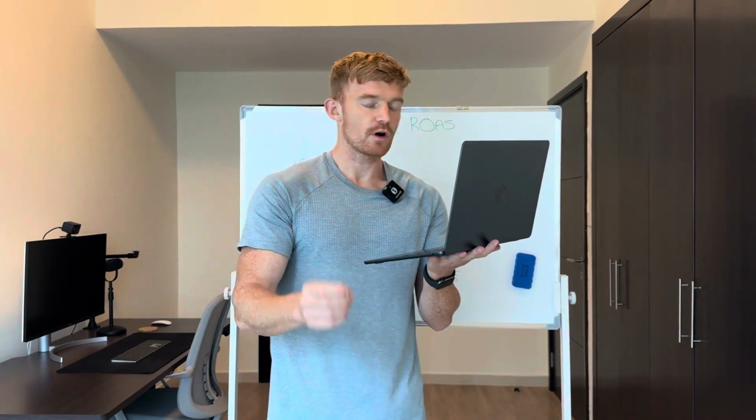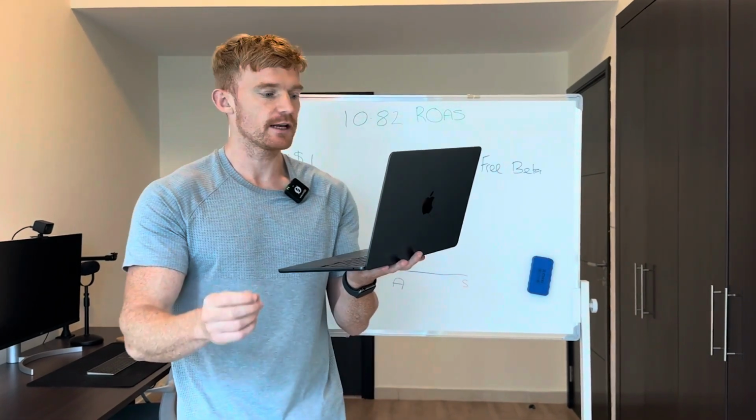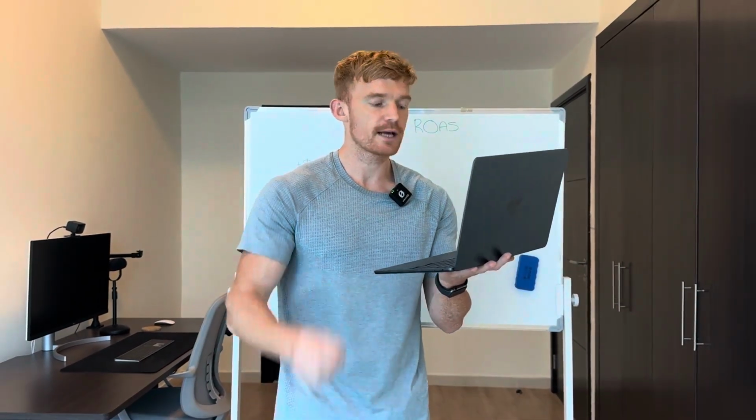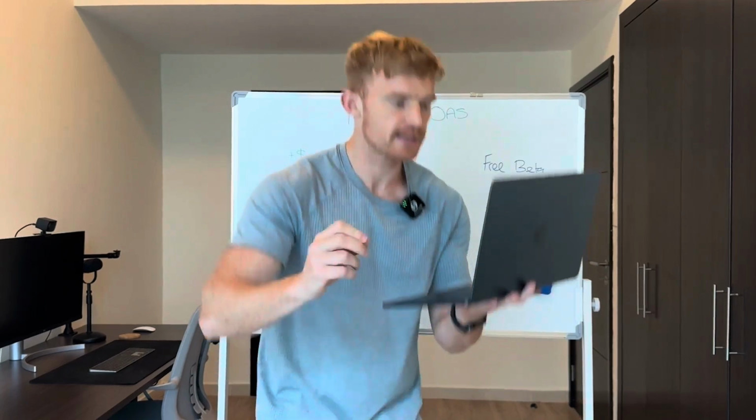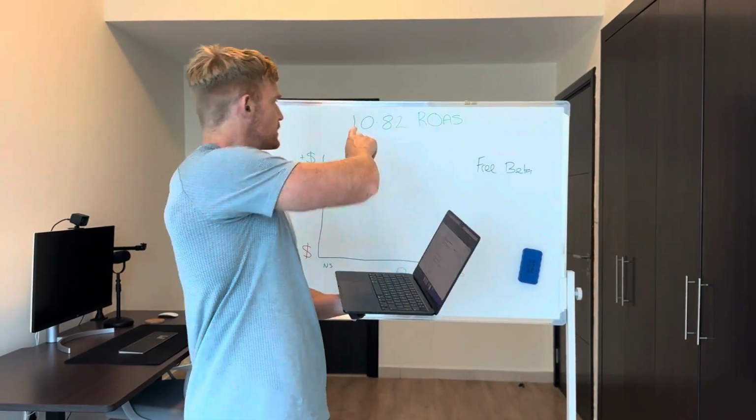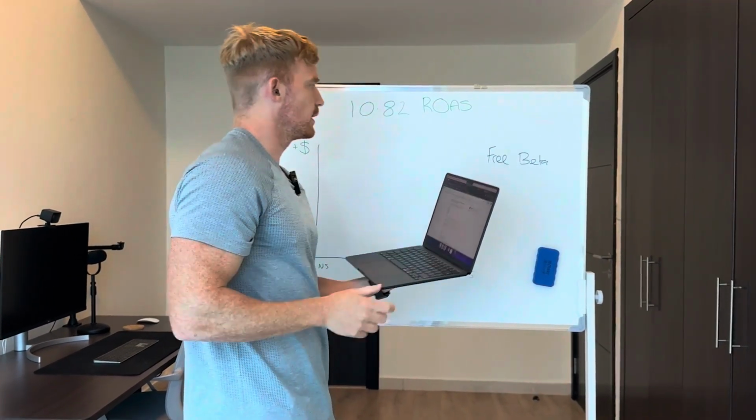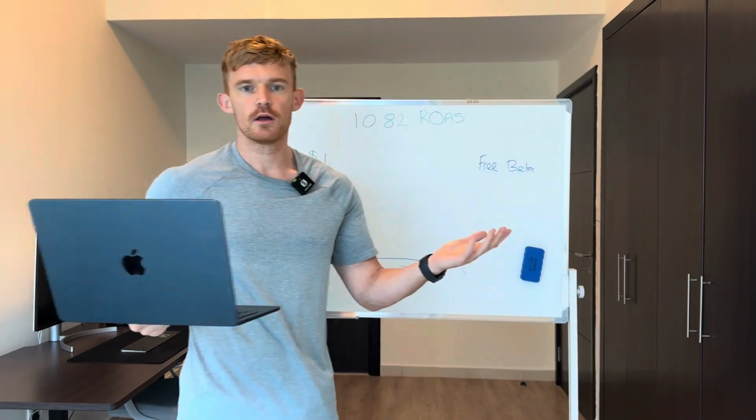Our revenue profit was just over $809,000. Our cash ROAS was 5.26, and our revenue ROAS, didn't say that right, is 10.82. So, how did we do it?